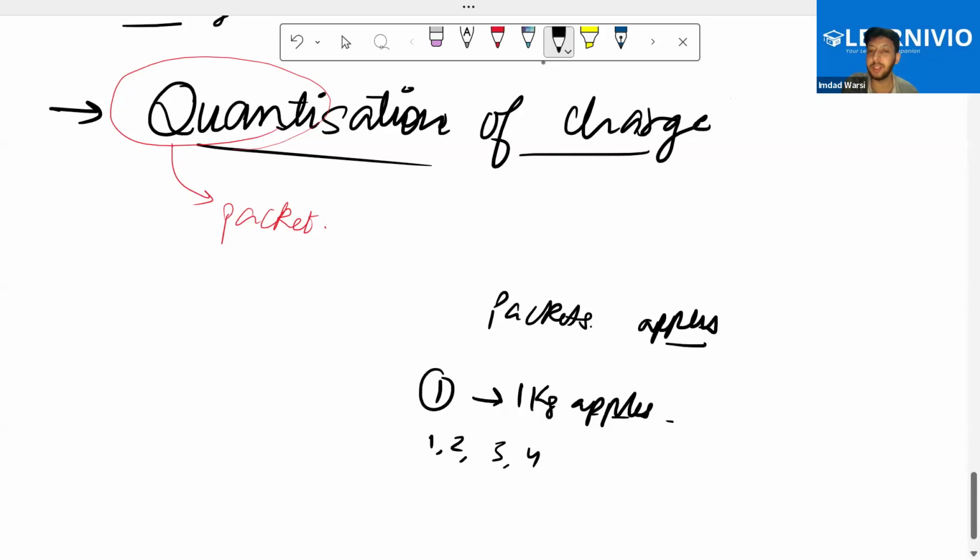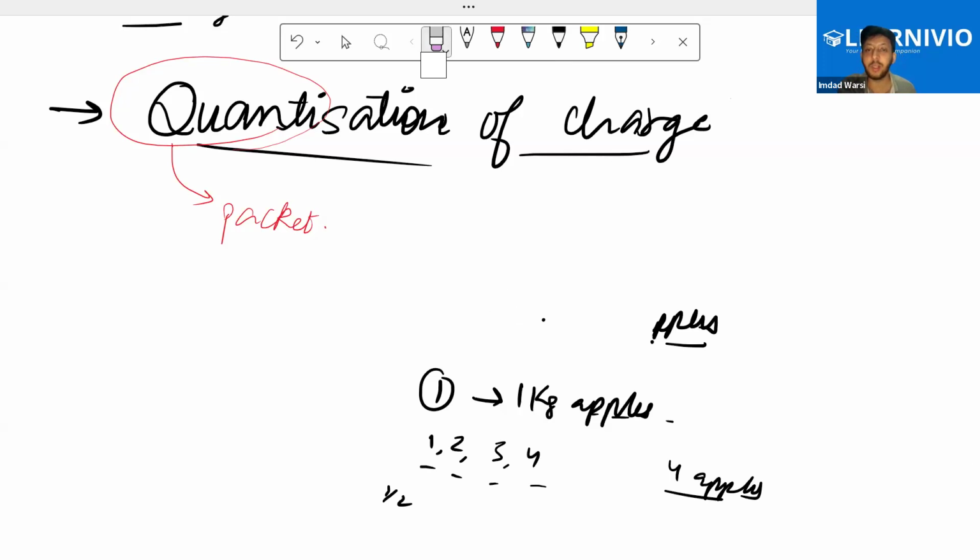Now if you go and ask him that you want 4 apples, will he give you 4 apples? No. He will say that you will only have to take packets. You can take 1 packet, 2 packets, 3 packets, but you cannot take half a packet. That is not possible. If you say I want half a packet, he won't give you. Similarly is the quantization of charge.